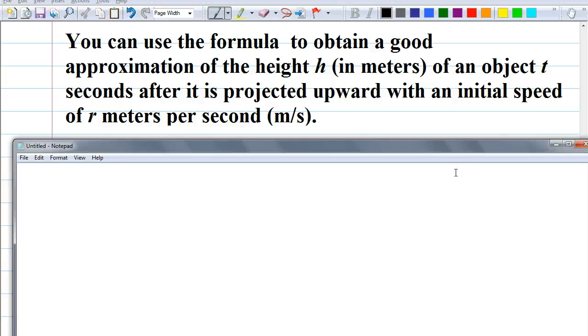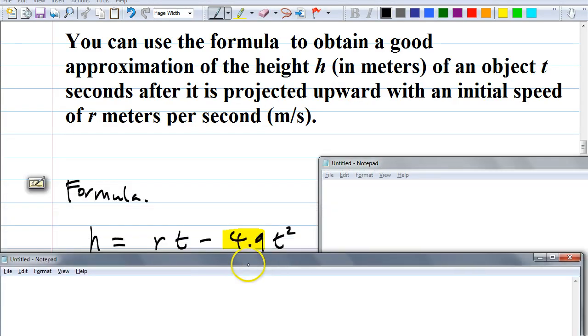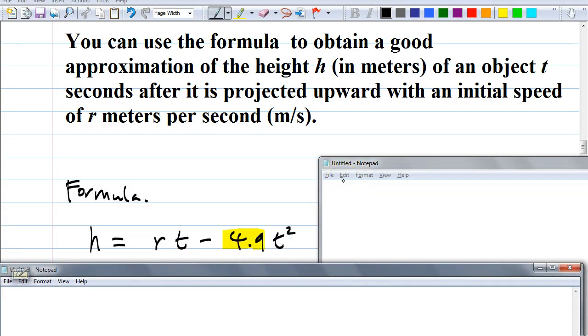Now, what does this mean? Because these types of questions are on your final, on your test, on your state test. They like to give you these a lot. You'll see why in a minute, because it looks really hard, but it turns out it's not really. So we'll explain why it's not. What do you think this formula is telling you? By the way, the formula that they gave us is h equals rt minus 4.9t squared.